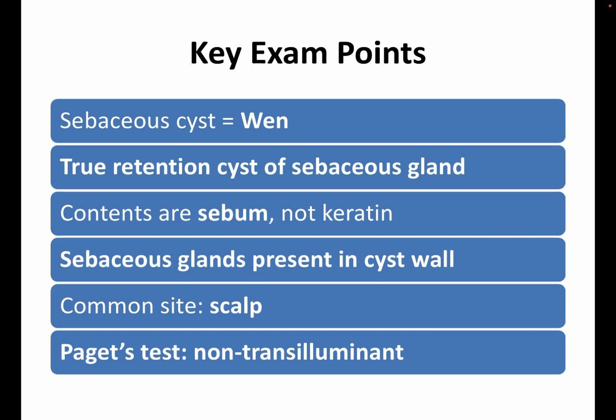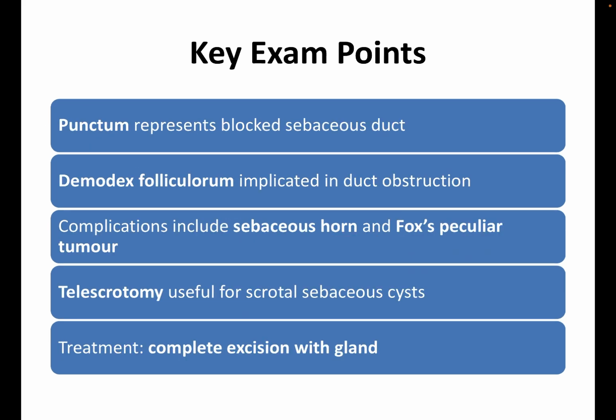So to summarize, a sebaceous cyst is also known as wen. It is a true retention cyst of the sebaceous gland. Contents are sebum, not keratin. Sebaceous glands are present in the cyst wall. Commonest site is scalp. Paget's test is usually non-transilluminant. Punctum represents a blocked sebaceous duct, present in 70% of the cases.